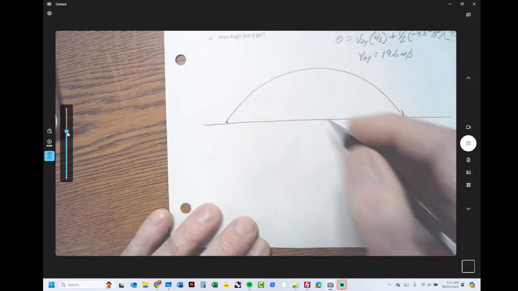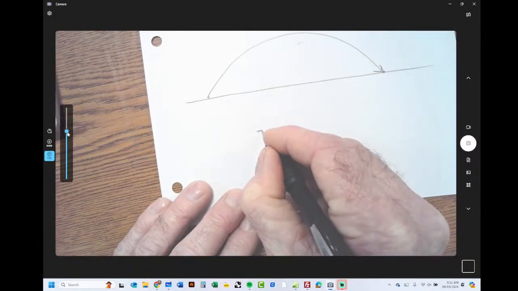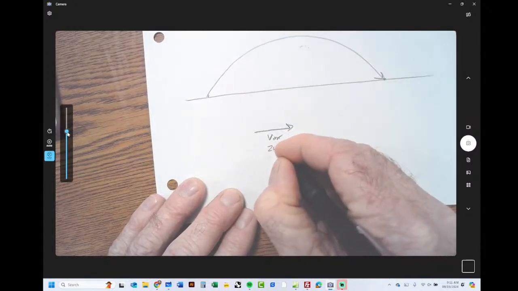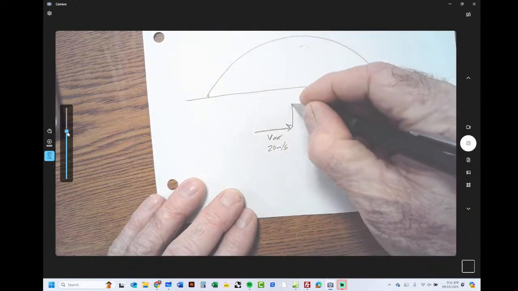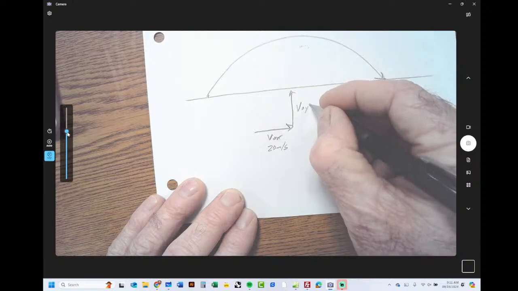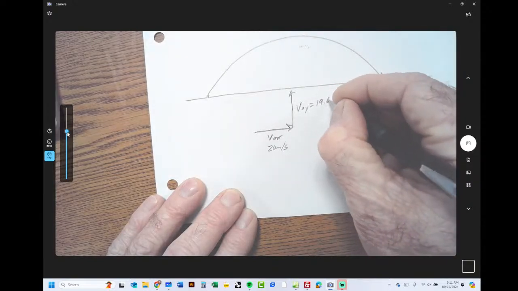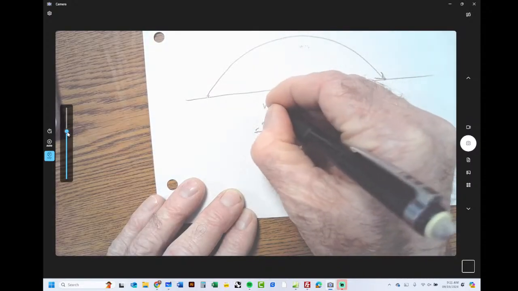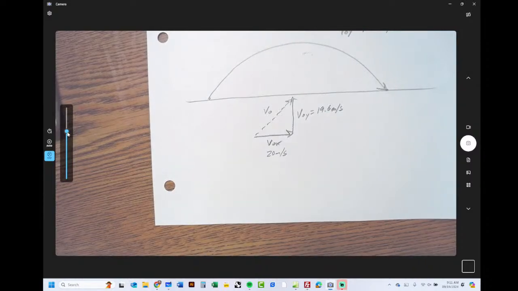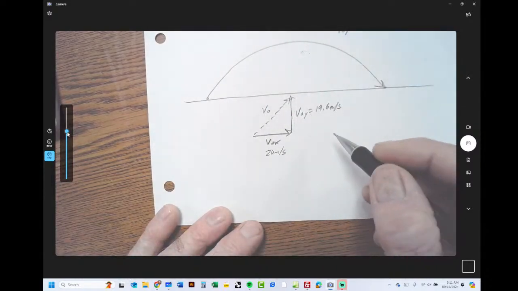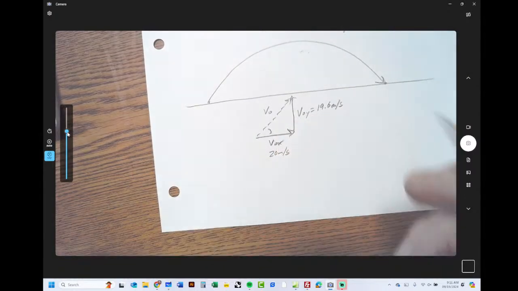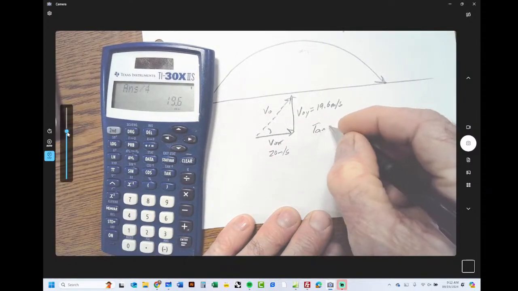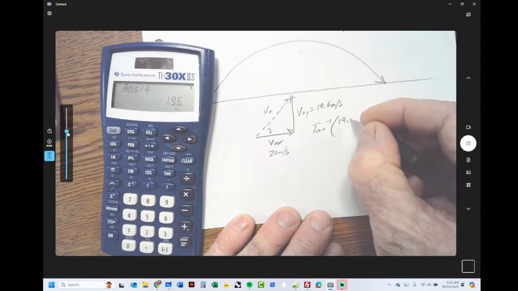So, this is what I'm going to do. We've been doing this before. This is V0x, and V0x is 20 meters per second. And this is V0y. Wow, I didn't mean for it to turn out this way. 19.6 meters per second. What's the angle? Anybody? This component's 20, this is 19.6, which is basically 20. What's this angle going to be? 45, but we can just confirm. I'm going to do the inverse tangent of 19.6 over 20.